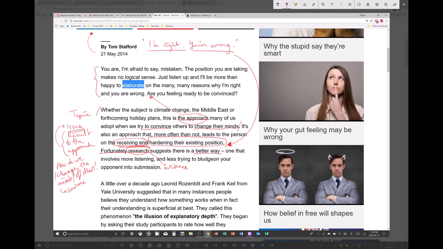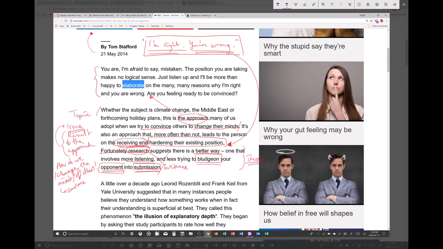And this is what they suggest, that the speaker uses one that involves more listening and less trying to bludgeon, so you can check what this word means in the dictionary, your opponent into submission. So if you're stuck on any of these words, again, you can check out what they mean. But for now, this sentence, if you can guess it, means this: just keep telling them again and again that I'm right and you're wrong. But the research and this thesis statement suggests that instead of doing more talking, you should do more listening to convince other people.